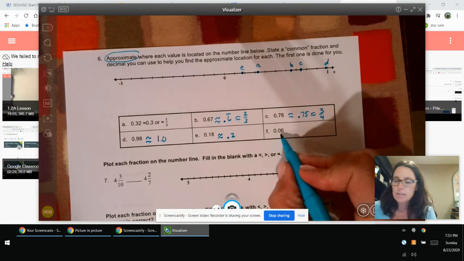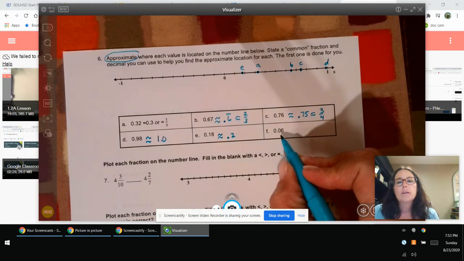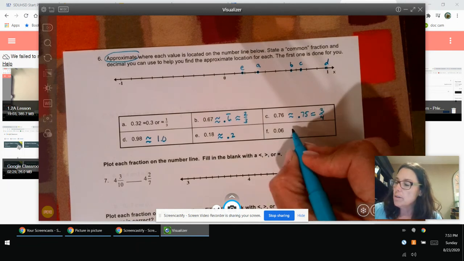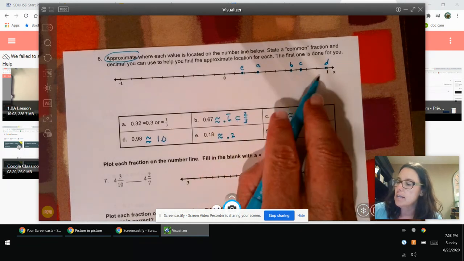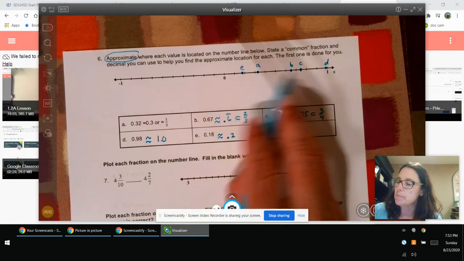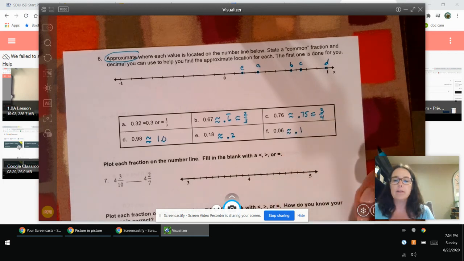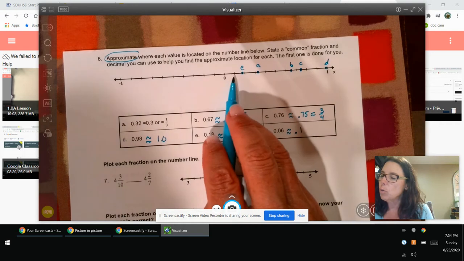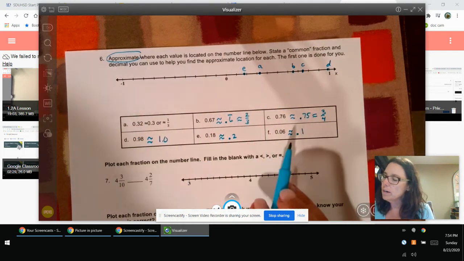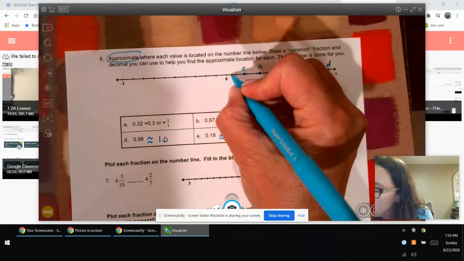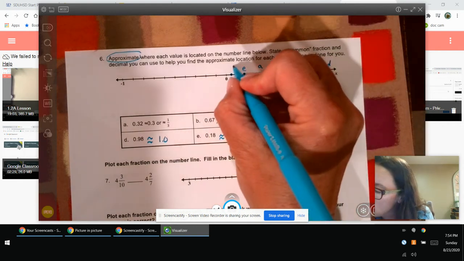And then 0.06, that's 6/100ths. Okay, well, 6/100ths, that's teeny tiny in this region here. So let's think of that as roughly 1/10. Okay, now here's the scoop. 1/10 is right here. Okay, so we are going to be a little bit over halfway, it looks like, in there. And that's going to be labeled an F.